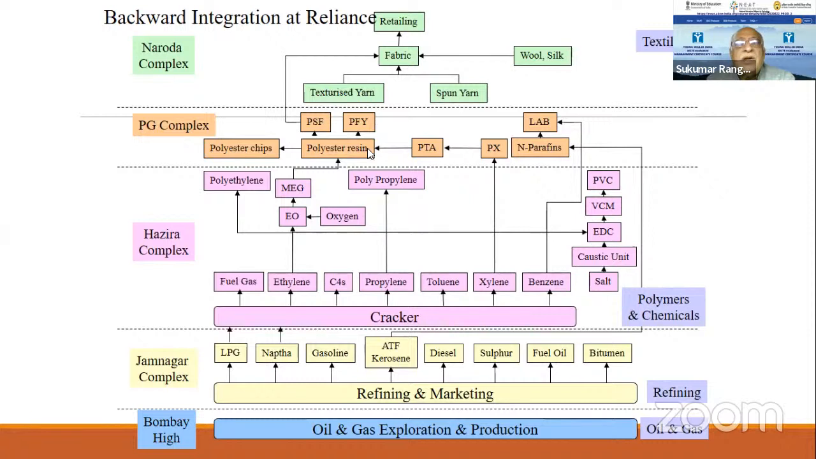And from polyester resin, again, you go to making your polyester fabrics blended with other fibers like wool, silk, cotton, all that kind of thing. So there is a textile plant which is in Naroda. So if you see, there is a continuous process, with each one depending on the other, that is happening here, all starting from the base of oil and natural gas.